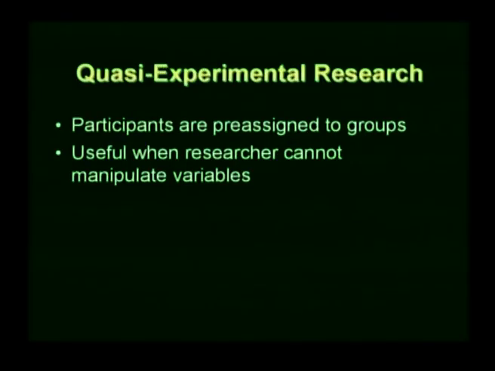and control of potential causes of behavior is very important. The second experimental type of research is called quasi-experimental research. In this type of research, participants are pre-assigned to groups. So we do not have any control over assigning people to one group or the other. This research method is very useful when the researcher cannot manipulate all the variables.